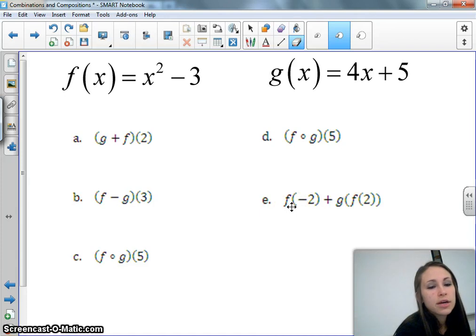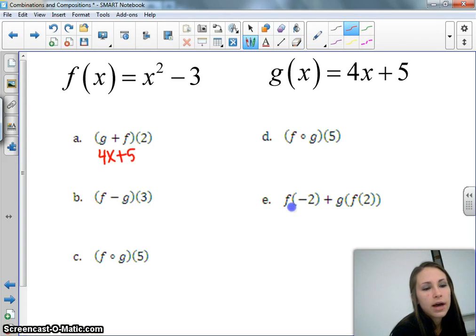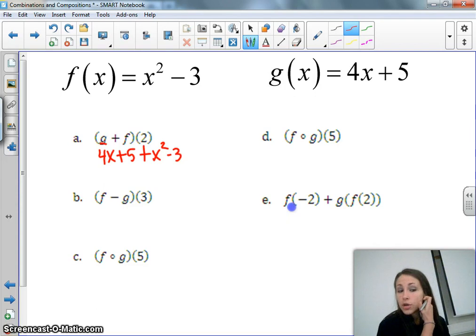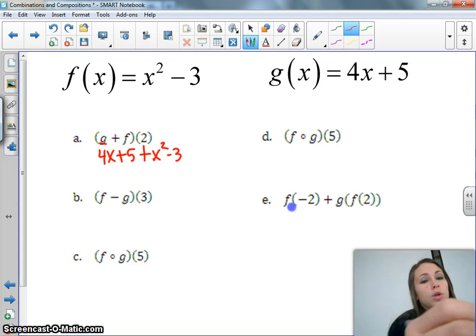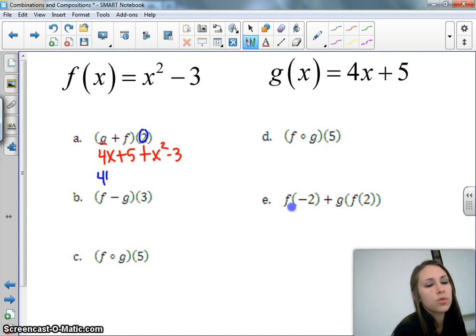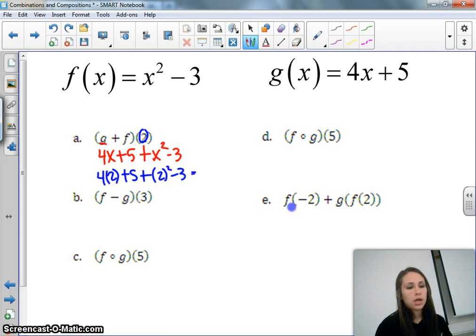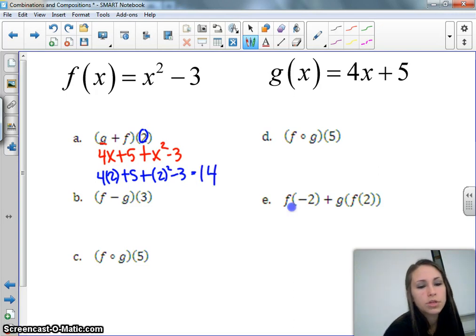So this is g plus f. I'm going to write down g. So this is 4x plus 5. That's g. Plus f is x squared minus 3. And in for those x's, I'm going to plug this number that they gave me right here. So this will be 4 times 2 plus 5 plus 2 squared minus 3. If I plug all that in, that'll be 8 plus 5, which is 13, plus 2 squared is 4. That will be 17. And then 17 minus 3 will be 14.